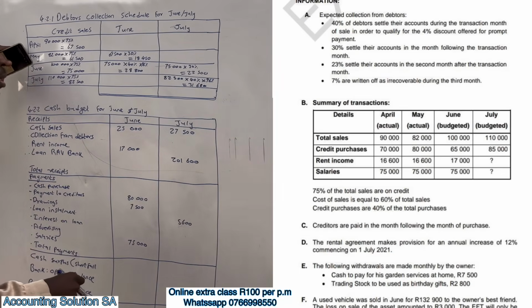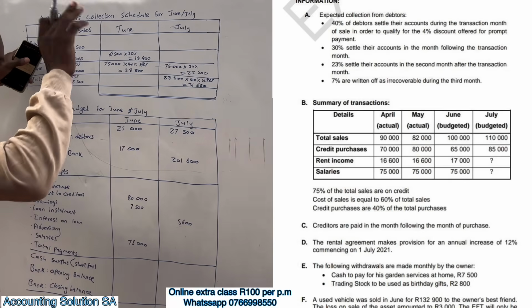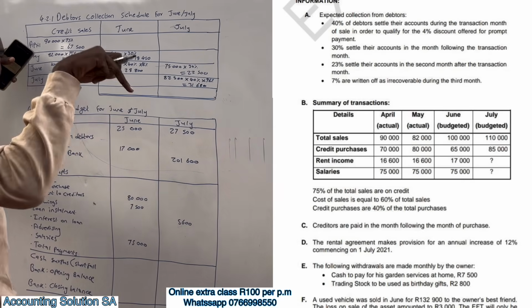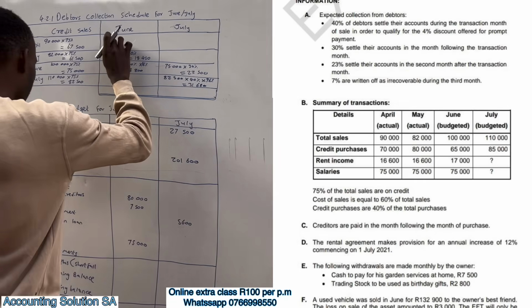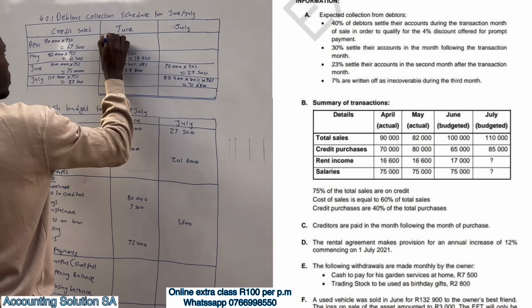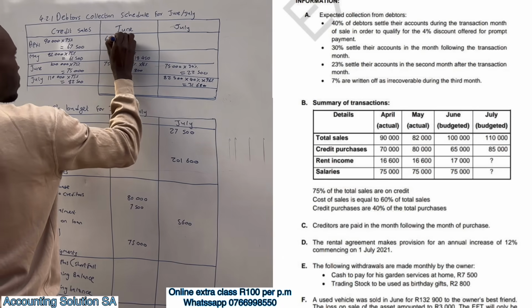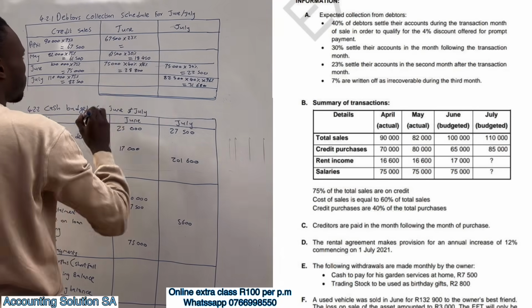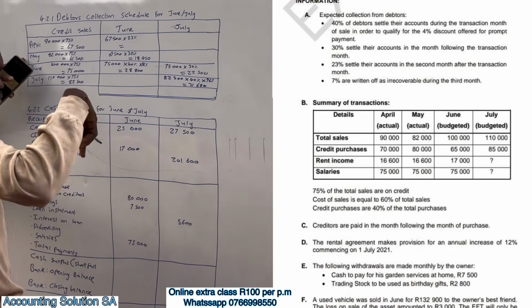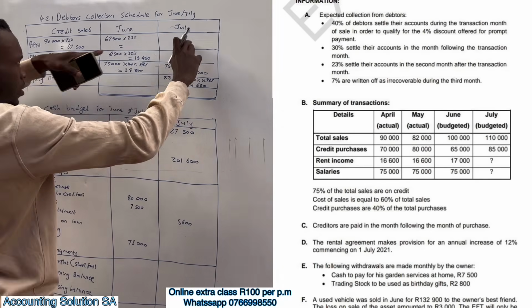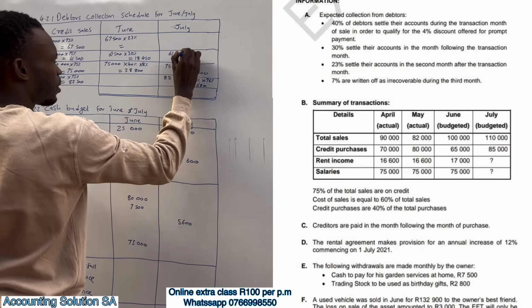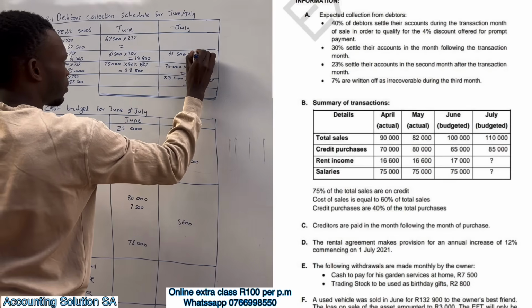If we are in April, we must first skip the following month and go to the one that we are looking for. If we are in April, we skip May and we go to June. And they said it's how many percent? 23%. 67,500 multiplied by 23%. It's going to give us the answer. May, we skip June and we go to July. They meet here. It's going to be 61,500 multiplied by 23%.